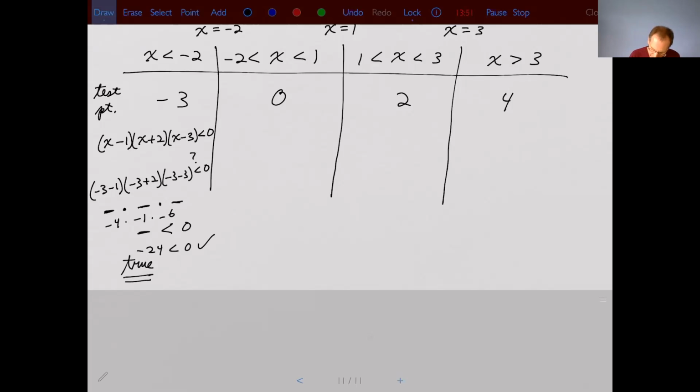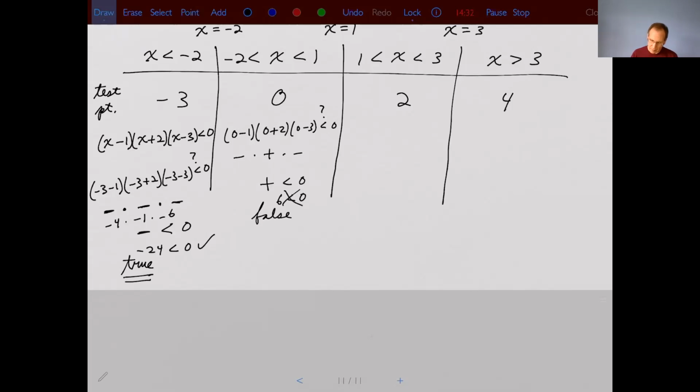Okay, let me plug in 0, the second interval. So now I have 0 minus 1, 0 plus 2, 0 minus 3 is less than 0, question mark. Well, this is a negative. This is going to be positive. That's going to be negative. What's a negative times a positive times a negative? Isn't that going to be positive? And that's not less than 0, so that's false. And again, if you work out the exact values, it'll be a positive 6, so 6 is not less than 0.